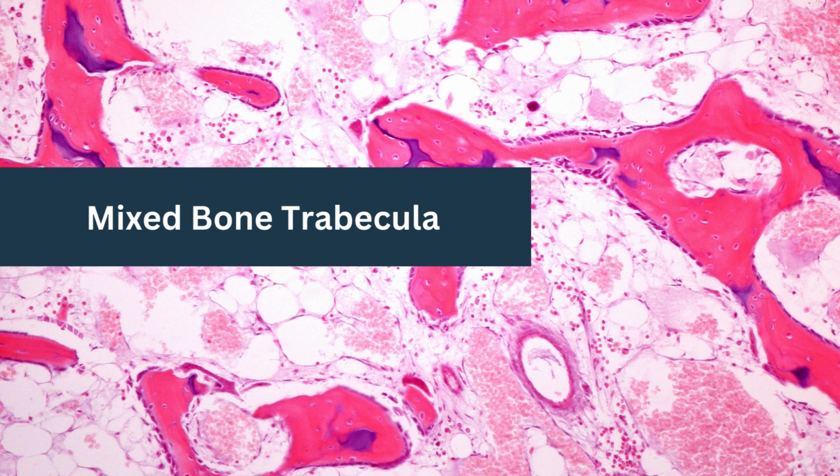Let's look at mixed bone trabecula during endochondral ossification under the microscope. Endochondral ossification involves the replacement of hyaline cartilage templates with bony tissue. Most of the bones of the skeleton are formed in this manner. These bones are called endochondral bones.